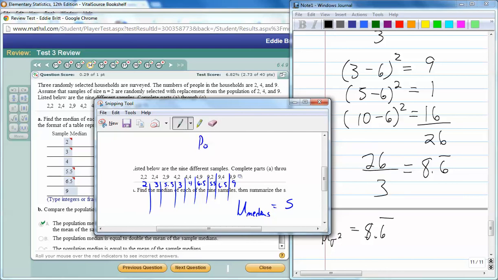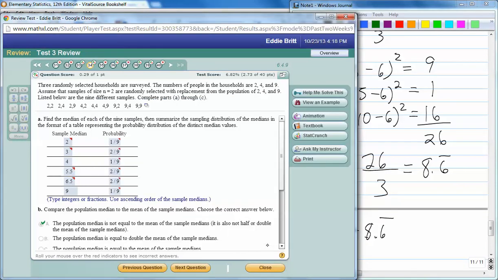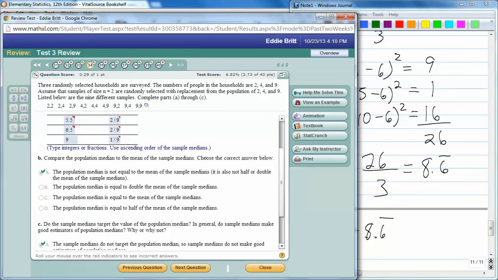So for the population, I guess you could say population median, that's 4. Are they the same? No. That means it's a biased estimator. It doesn't target the population median. The mean of the sample medians doesn't target the population median. But let's see what the questions ask. Compare and then choose the right answer below. The population median is not equal to the mean of the sample medians.